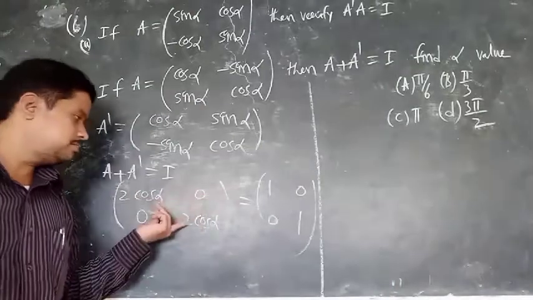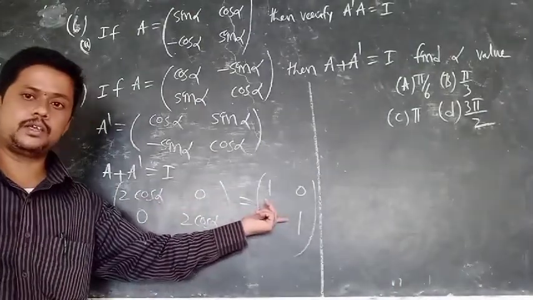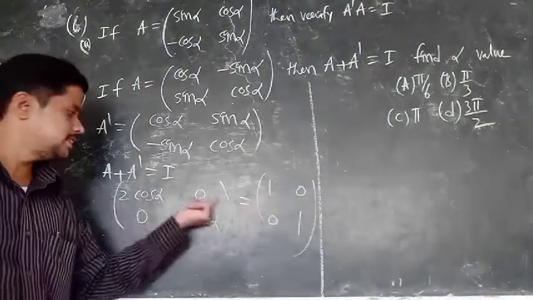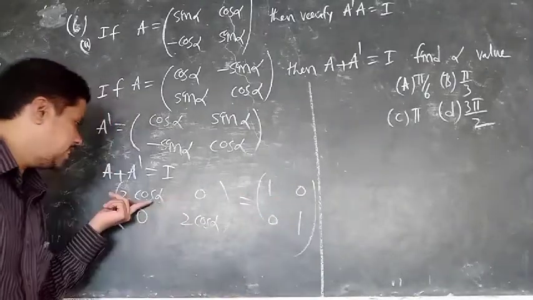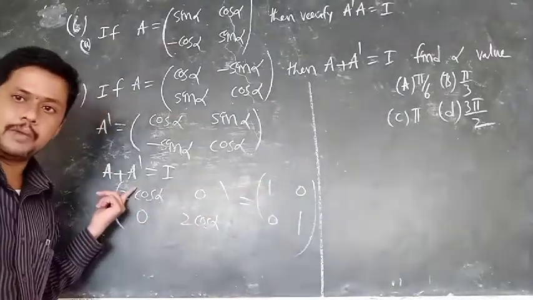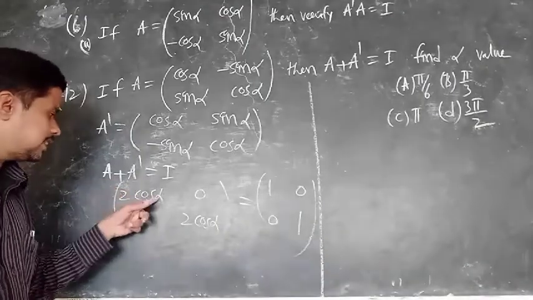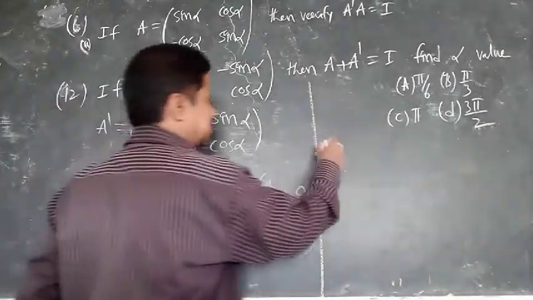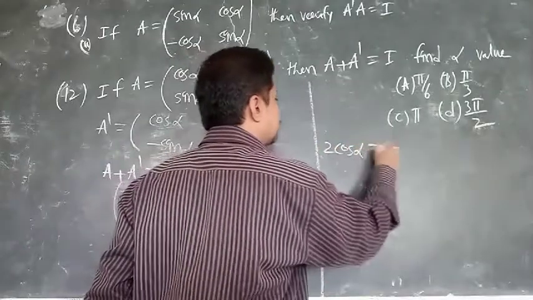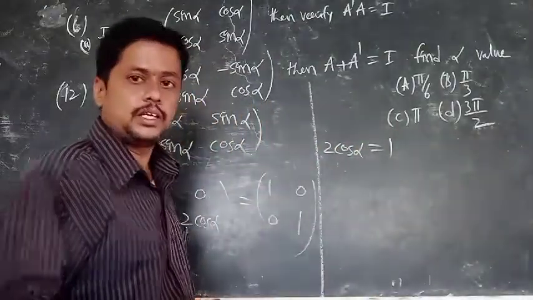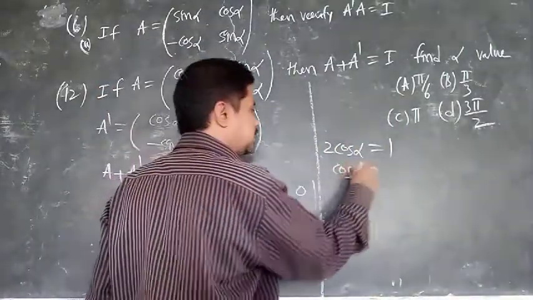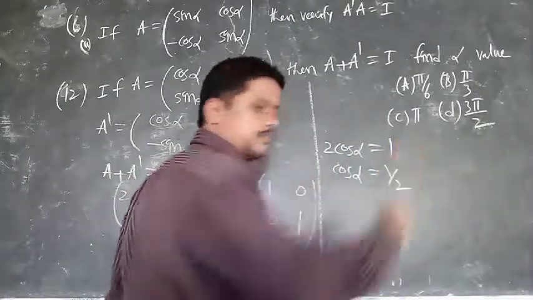Compare both matrices, they are equal now. The problem itself gives 0 0 0 0. We can compare corresponding elements. 2 cos alpha is equal to 1. Okay? So cos alpha is equal to what? Cos alpha is equal to 1 by 2.